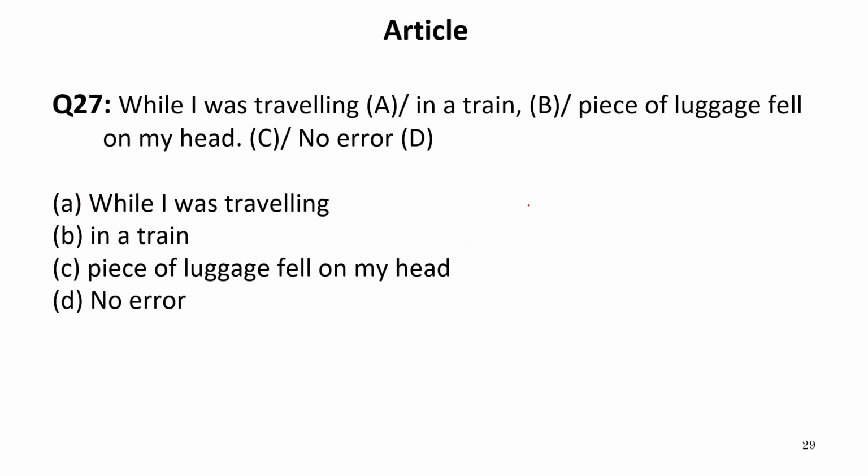Now let us move to the next one. While I was traveling in a train, piece of luggage fell on my head. Now, piece of luggage. Before piece, we need to write A. So it should be while I was traveling in a train, a piece of luggage fell on my head. So here the error is in part C. So our answer is C.